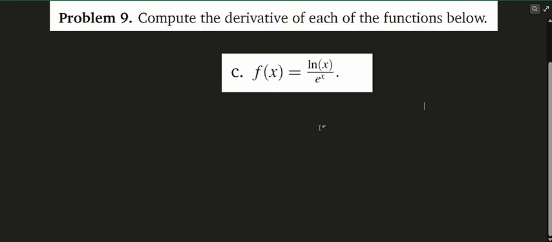Last but not least comes problem 9, the problem focusing on ln's, or logarithmic derivatives. So compute the derivative of each of the functions below. In this case, it's part C. F of x is equal to ln of x divided by e to the x.